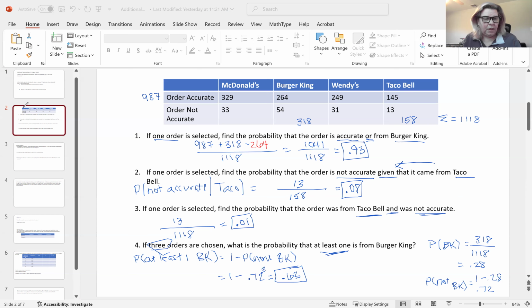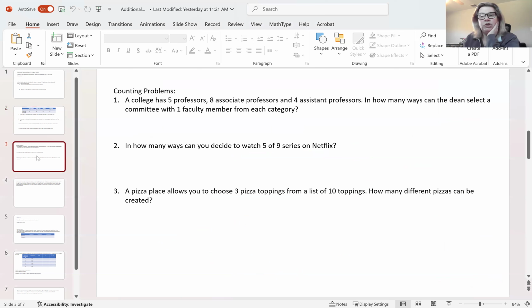Okay. All right. Now we're moving into what is essentially section 4.4, which was our counting problems. All right, we've got 3 different topics really there. We've got the combinations, permutations, and then the counting principle. Counting principle is what this first one is. College has 5 professors, 8 associate professors, 4 assistant.